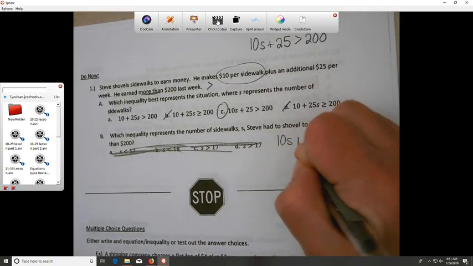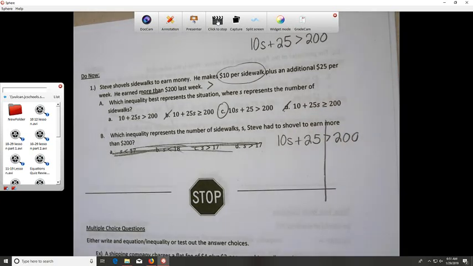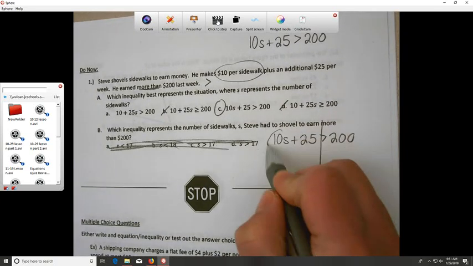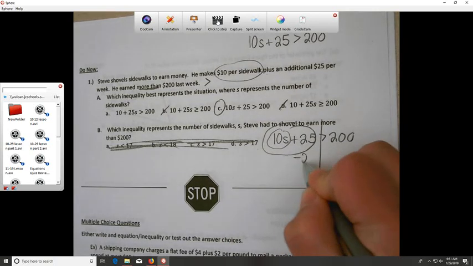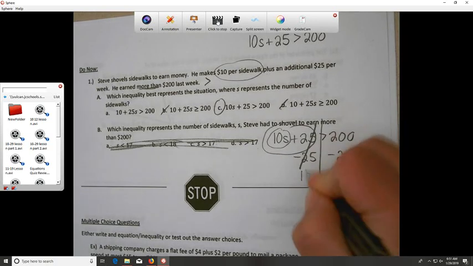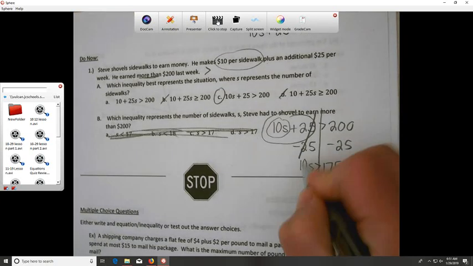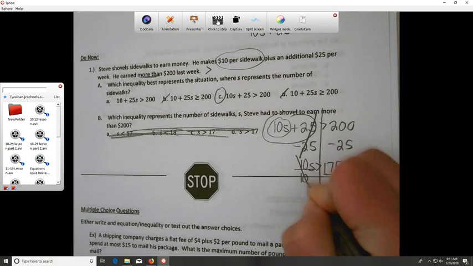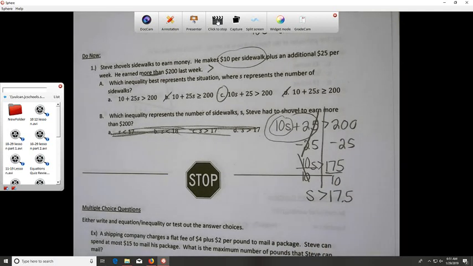So 10S plus 25 is greater than 200. I'll draw my line down. Here's my inner layer, there's my outer layer. So I'm going to do minus 25 first. And those are going to cancel out, so I get 10S is greater than 175. And then I divide both sides by 10, and I get S is greater than 17.5.